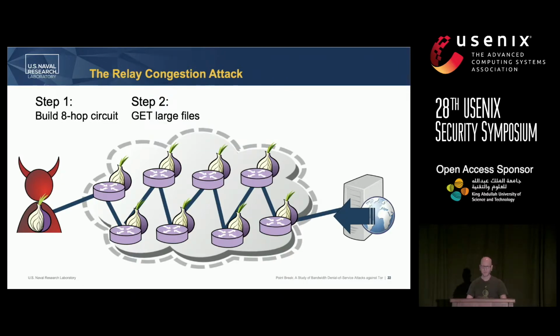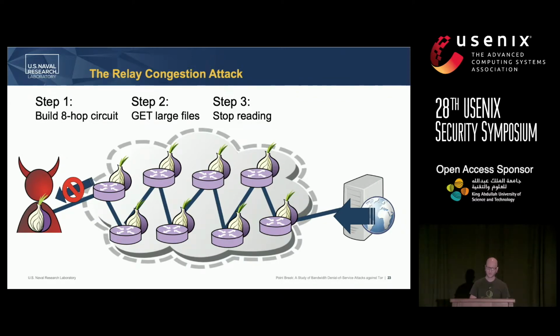So once you have your 8-hop circuit, you simply initiate a GET request for large files from some internet web server, and the web server will send this data. All 8 relays will download and upload as they're forwarding traffic towards the client. Step 3 is the client can stop reading on the TCP connection to the first hop relay, meaning that they no longer call the read function in the kernel, so data won't be transferred from the entry to the client.